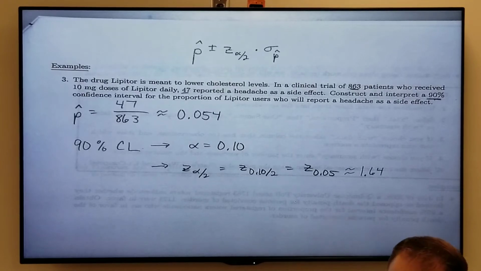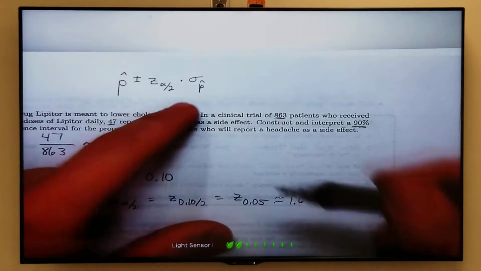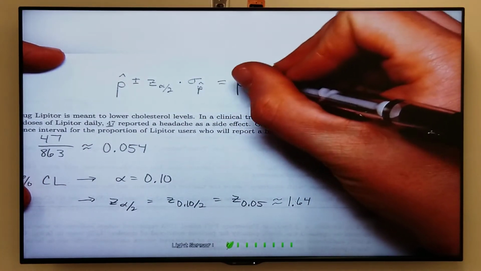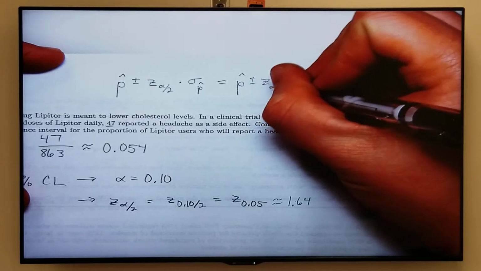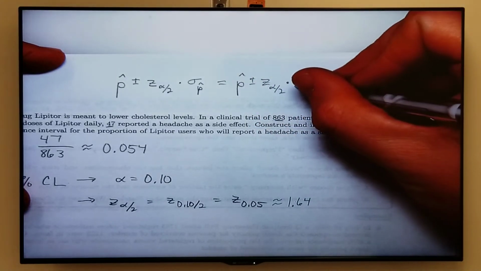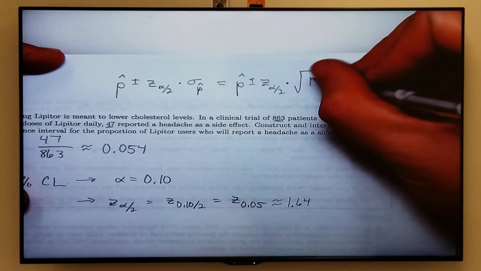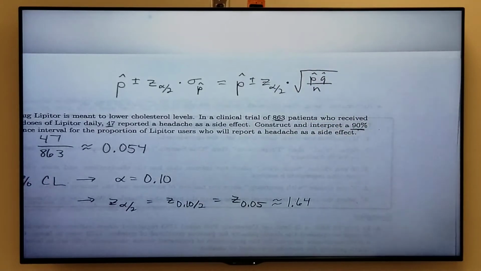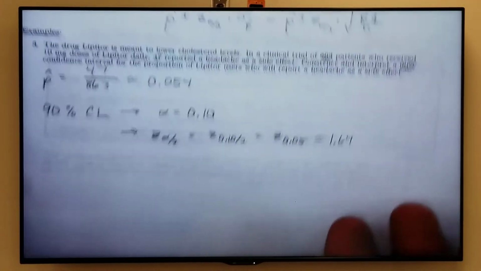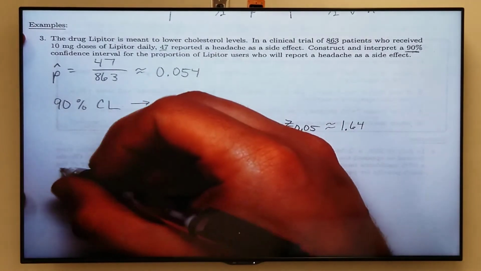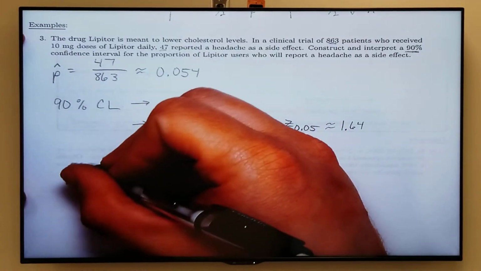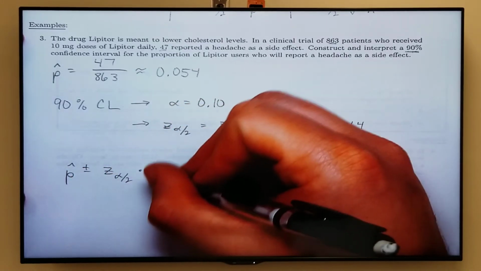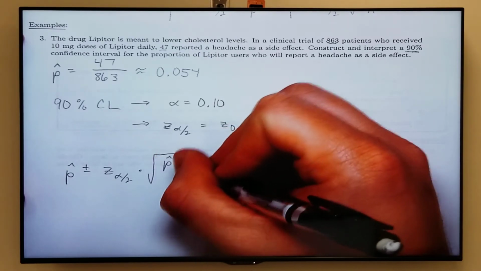Okay, so let's do this. Let's plug some stuff in. By the way, sigma sub p hat, so this whole interval is p hat plus or minus z sub alpha over 2 times sigma sub p hat. Sigma sub p hat is the square root of p hat times q hat over n. So I'm just gonna plug all of this into the formula, right? So my formula, p hat plus or minus z sub alpha over 2 times the square root of p hat times q hat over n.